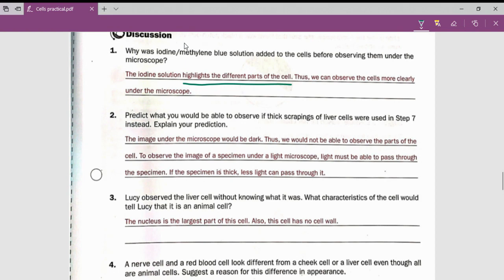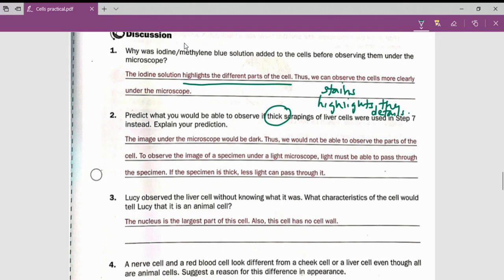Okay, basically it stains the different parts and it highlights the details. So you can write it down. Okay, when we scrape the liver cells, we do not take thick scrapings, usually very thin layers. Okay, explain, predict what will be observed if I use thick ones.